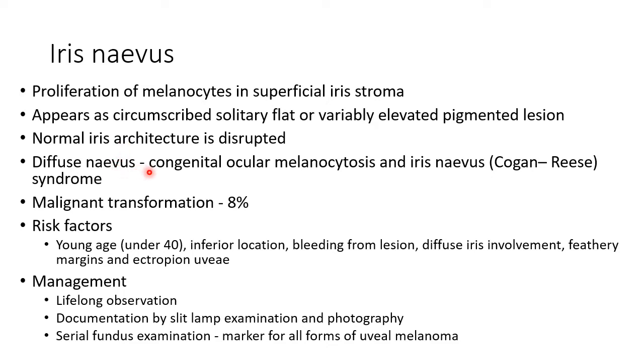Diffuse nevus is seen in case of congenital ocular melanocytosis and iris nevus syndrome or Cogan-Reese syndrome. Around 8% of cases of iris nevus can undergo malignant transformation. The risk factors for malignant transformation of iris nevus include young age, inferior location, bleeding from lesion, diffuse iris involvement, feathery margins, and ectropion uvea.